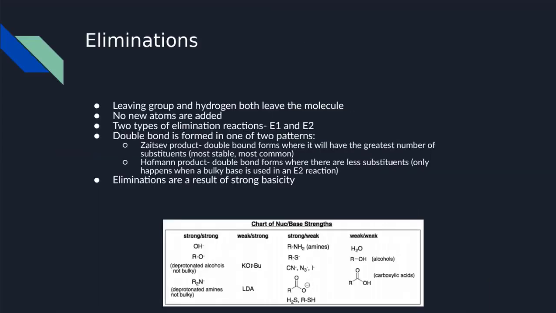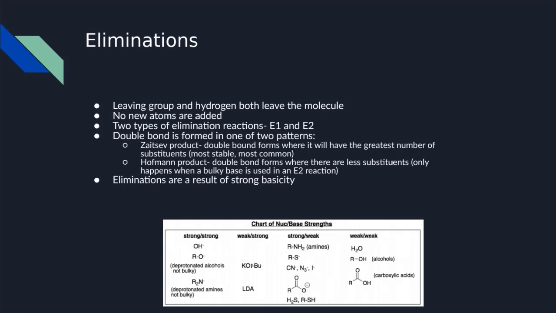So with elimination reactions, we kind of have two things going on here. We have E1 and E2. Both of them have a leaving group and a hydrogen both leaving the molecule, which is different than the substitution reactions where you would just remove the leaving group and add on another molecule. But this one, we don't add any new atoms. We're creating a double bond.